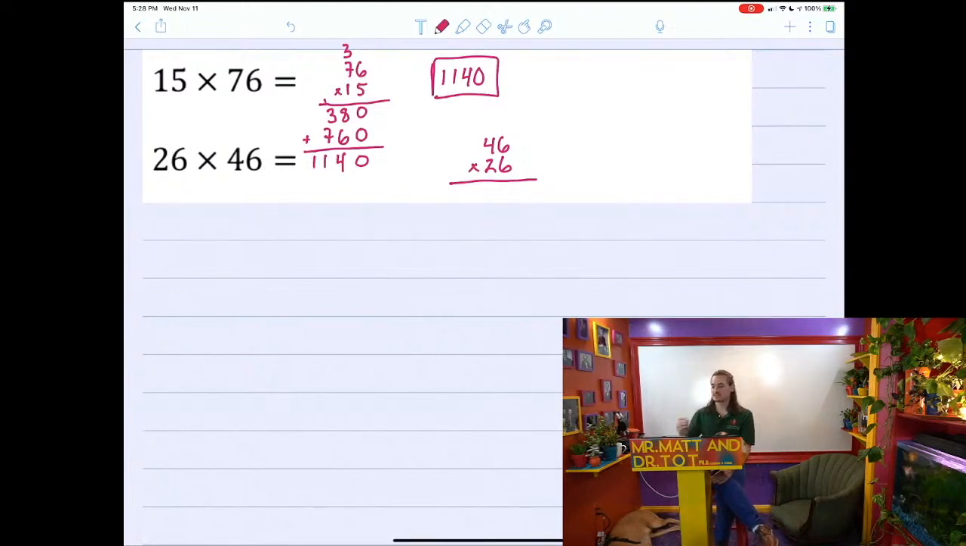For the second value, we're going to have 6 times 6, that's 36, so keep the 6, carry the 3. 6 times 4 is 24, plus 3 is 27. Write your placeholder of 0, and now 2 times 6 is 12. So keep the 2, carry the 1 over. 2 times 4 is 8, plus 1 is 9. Adding the resulting values, we're going to get 6 plus 0 is 6, 7 plus 2 is 9, 2 plus 9 is 11. So our answer to number 2 is going to be 1,196.